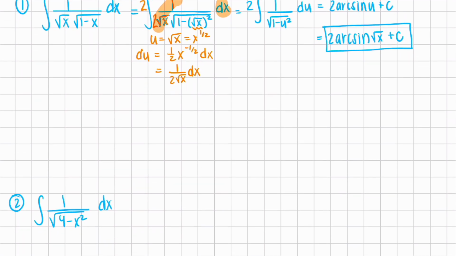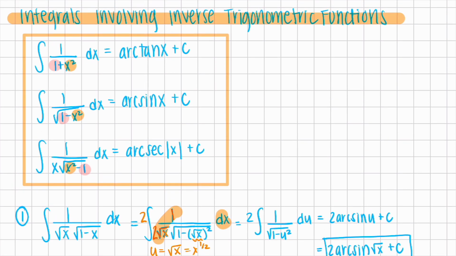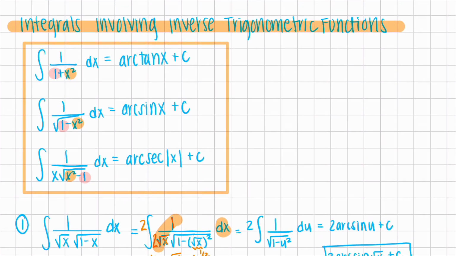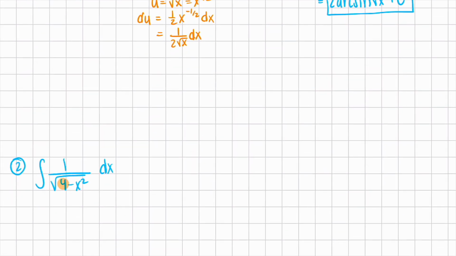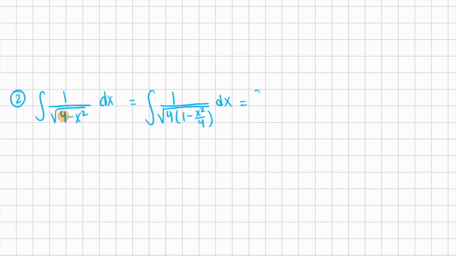Let's do another example. For this next example, I want you to notice that I have a 4 here instead of a 1. And in all of my identities, we have the 1s highlighted in pink. So I want to make that a 1. And in order to do that, let's factor out a 4 under the radical. I'm going to be left with 1 minus x squared over 4 under that radical. From here, the square root of 4 is 2. So I'm going to say 2.